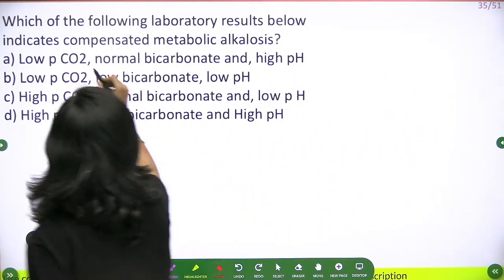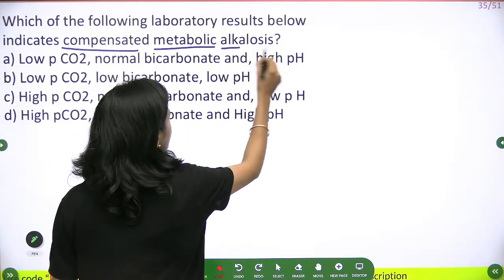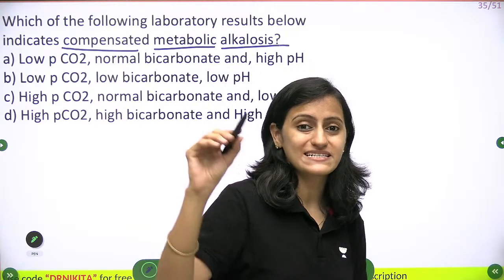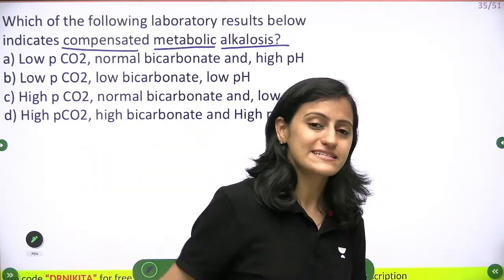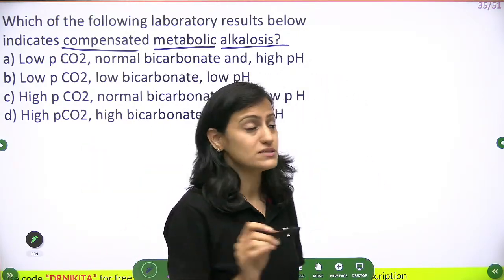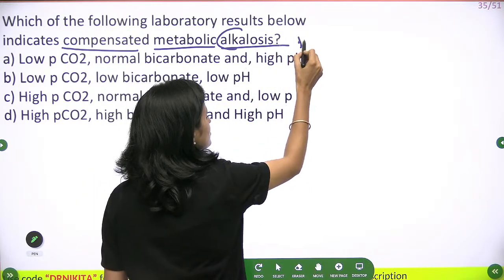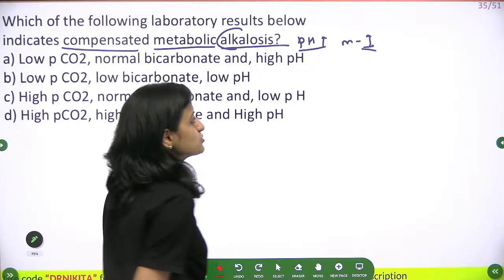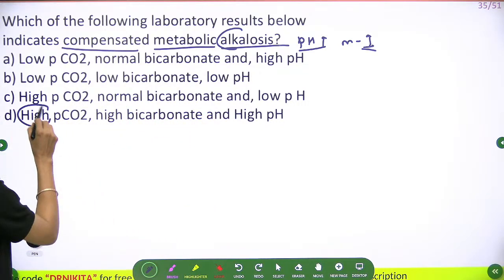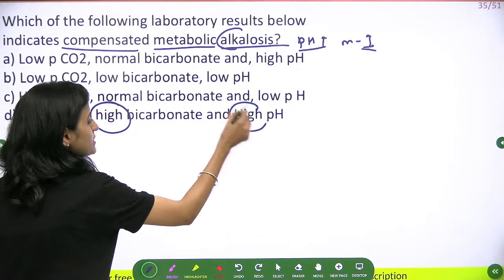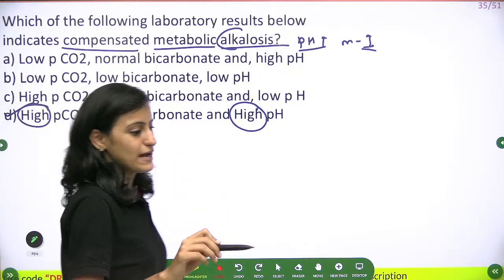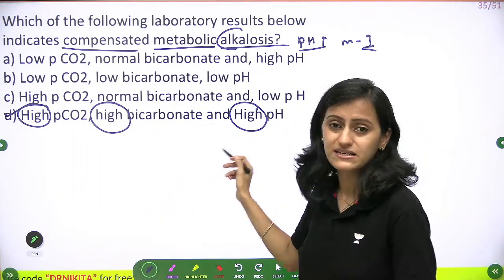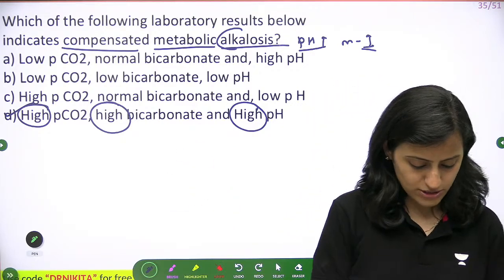Absolutely right. It's talking about your compensated metabolic alkalosis. That is the first mnemonic that we saw: ROME, metabolic is equal. Everything goes in the same direction in metabolic disorders. It is alkalosis, so the pH increases. This is metabolic, so the rest of them will also increase. So all high: high PCO2, high bicarbonate, high pH. So basically that is what I would be searching for in the options. In which option everything is increased, that is your metabolic alkalosis.